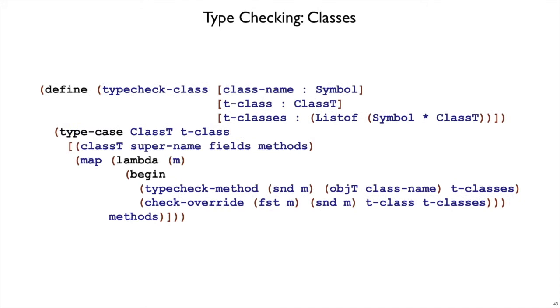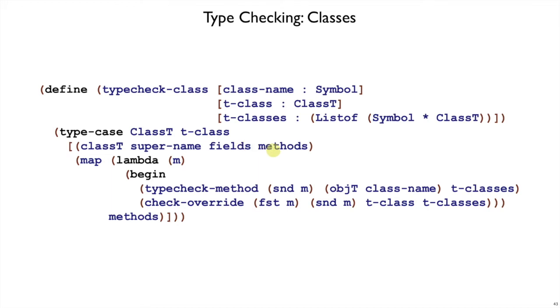Typecheck class, let's look at that one first. So given the class name, the class declaration, and all of the declarations so that we can look up other classes, then we get the pieces out. It's got a superclass name, it's got a list of field declarations, and it's got a list of methods. So the fields, there's nothing really to check there. We could double check that all the types make sense, but we'll assume that you've written down a type that makes sense, otherwise it can't be used.